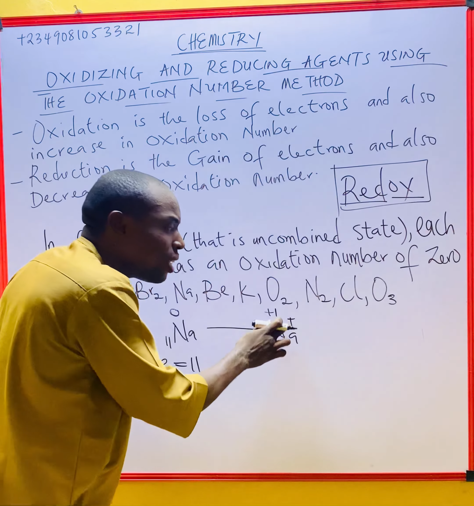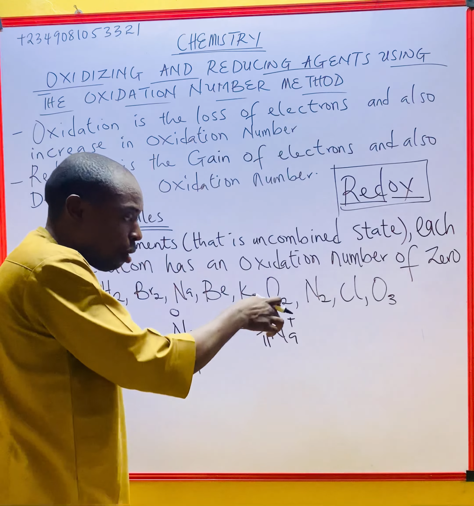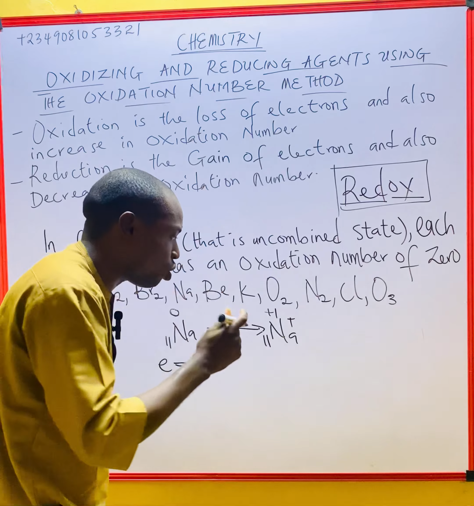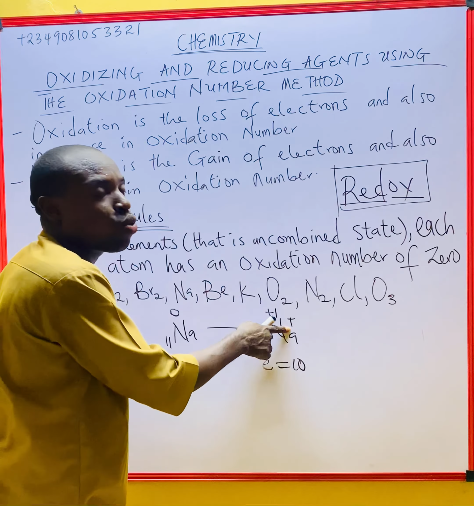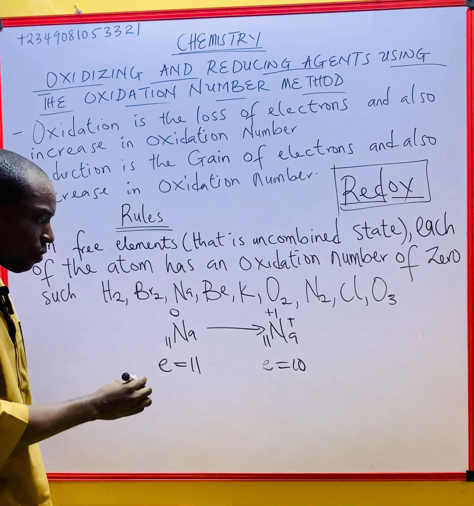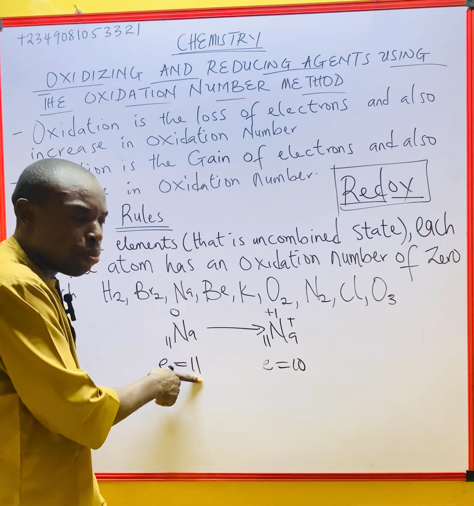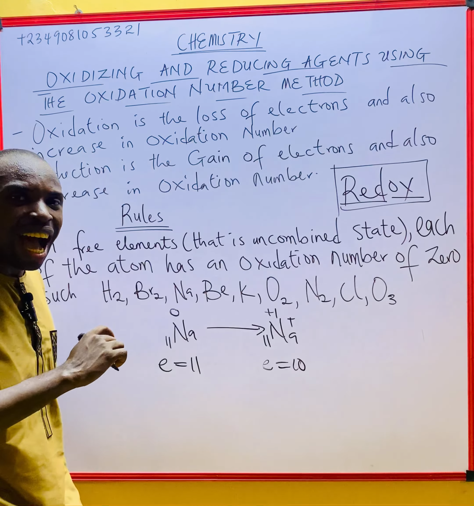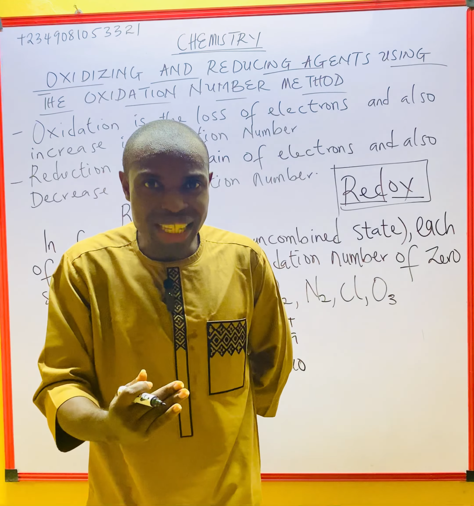But in the case of this one, it has a charge. And because it has a charge, which is positive, there will be a loss of one electron. So here, 11 is now equal to what? 10, because it has lost one. So observe here, there is a loss of electron, but there is an increase in what now? Oxidation number. Is that clear?